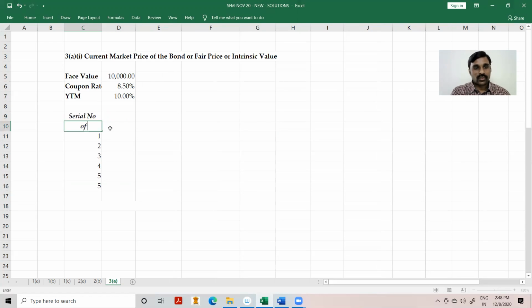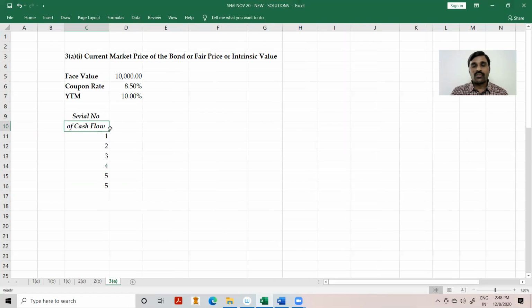Serial number of cash flow. This is the first point: 1, 2, 3, 4, 5. In the fifth year, we'll take one more cash flow. Next, the cash flow amount.